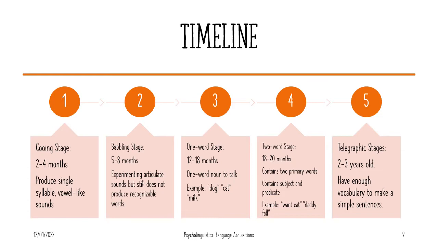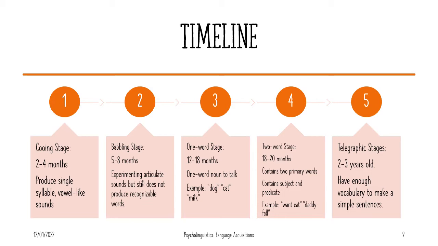The first stage is the cooing stage. It happens at 2 until 4 months. The children produce single syllable or vowel-like sounds. The second stage is the babbling stage, 5 until 8 months. The children experiment with articulating sounds but still do not produce recognizable words.